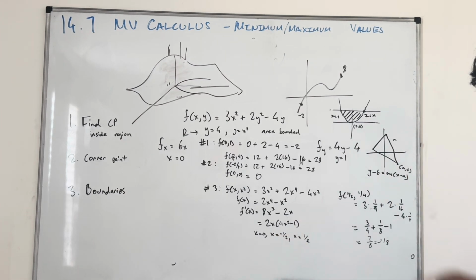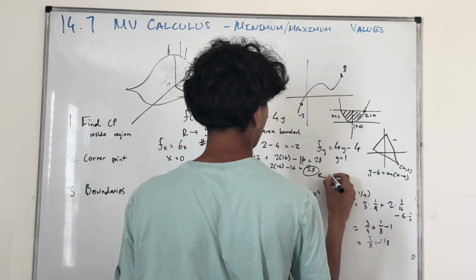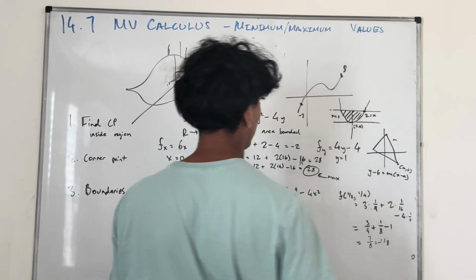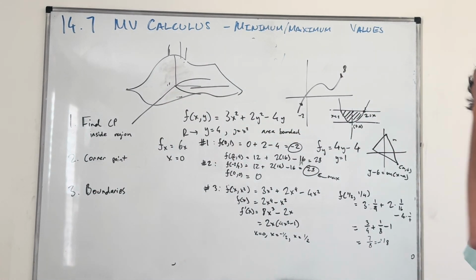So I can tell by calculating all the points, the maximum is going to be 28, and the minimum will be negative 2. So that is how you find the absolute max or minimums.